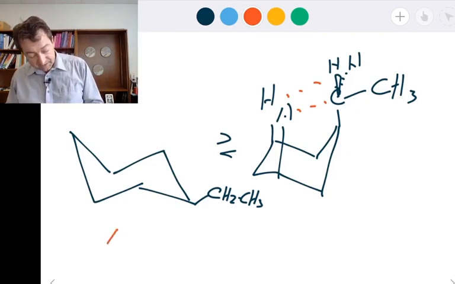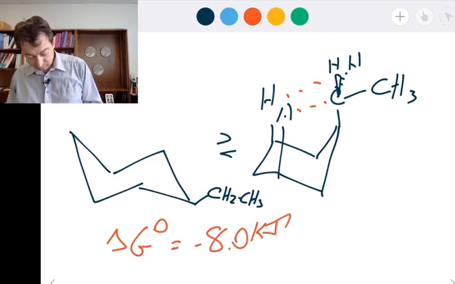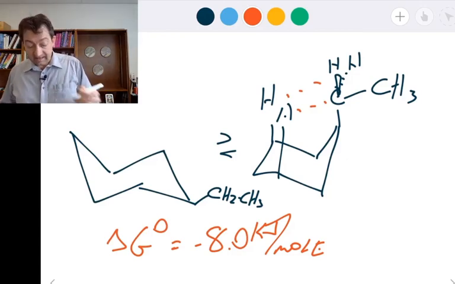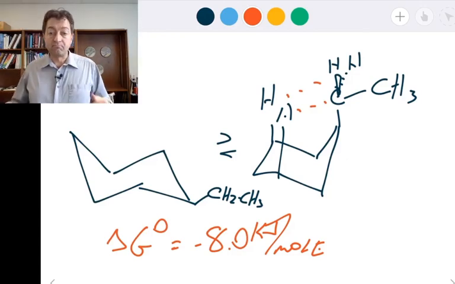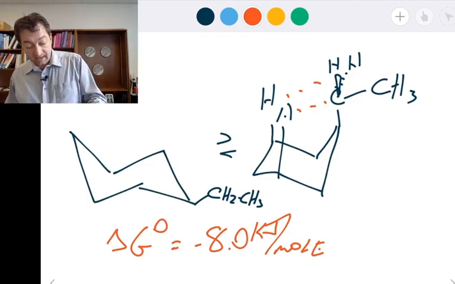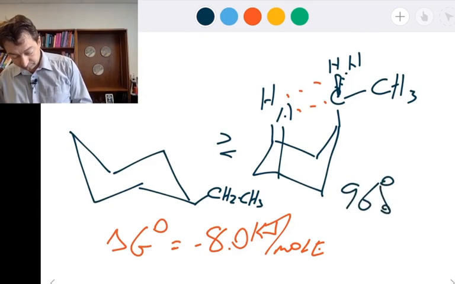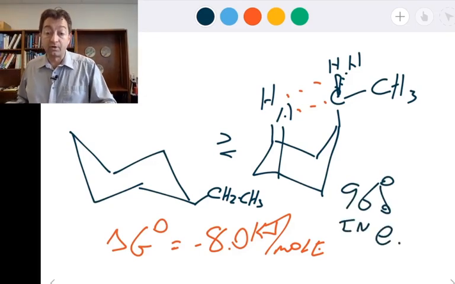The energy difference isn't much bigger. That's 8 kilojoules per mole for that energy difference. And again, the result of this is that most of it's sitting in that equatorial conformation. We have 96% in that equatorial conformation.